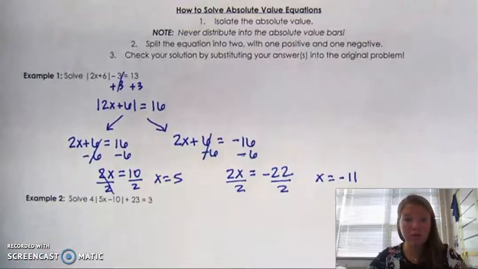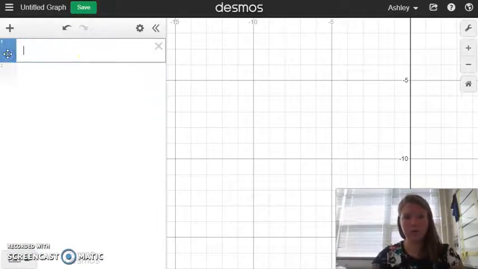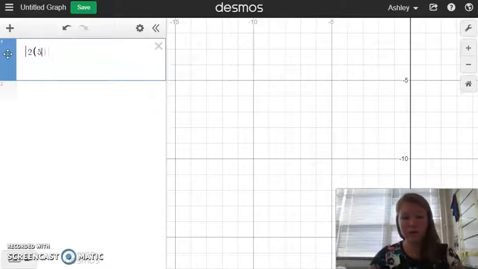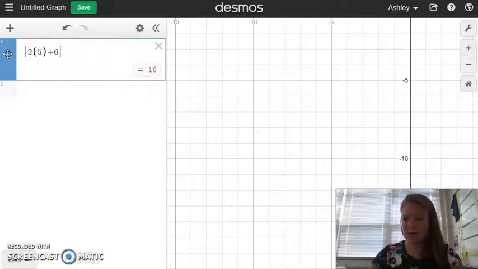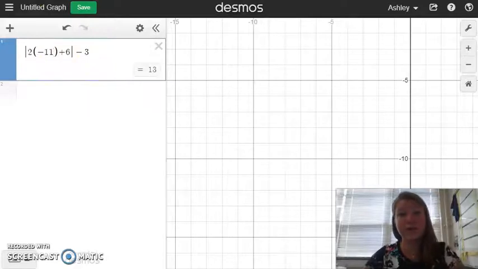So now let's check those 2 answers, and I'm going to use Desmos. So the way that we're going to check those answers is plug into that left-hand side and see if we equal 13, the original equation. So absolute value of 2 times 5 plus 6 and then minus 3 gives us 13. And if we replace that 5 with -11, we also get 13. So those 2 answers are both correct, and we can circle those as final solutions.